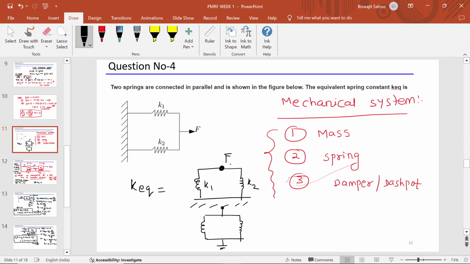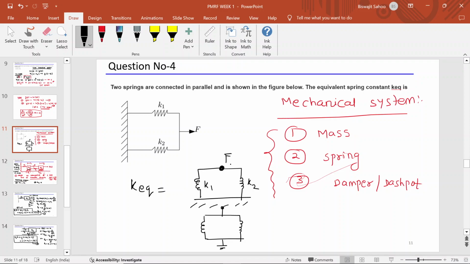So how can you solve that? What is the resultant spring? Yeah, the spring constant K equivalent. How much? This will be K1 K2 by K1 plus K2. K1 K2 divided by K1 plus K2. I don't think so, because your spring stores, right? Yeah, sorry.